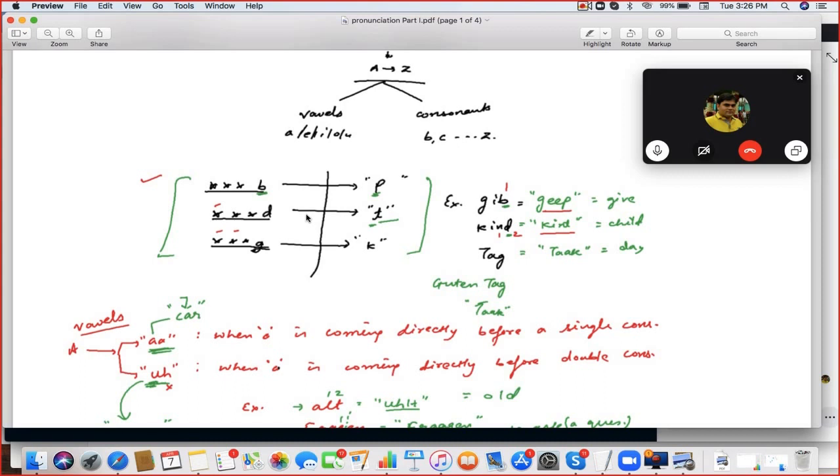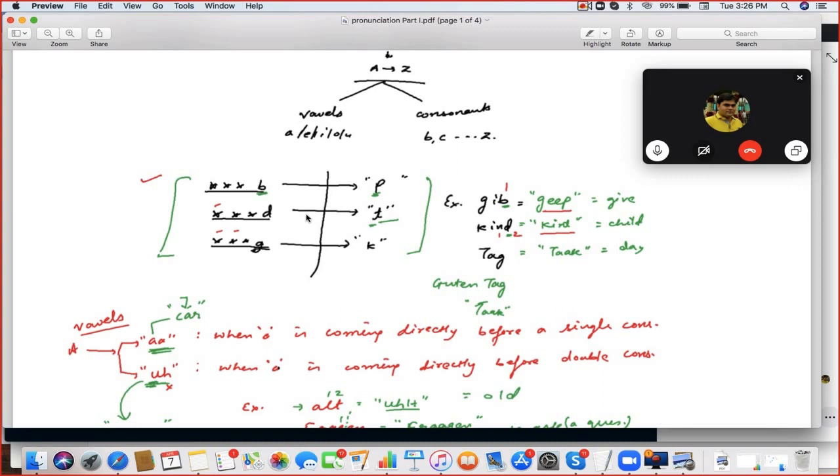Speak the examples on the right hand side. Geep, kent and talk. Any word ending with B, D, and G, the sound will be pa, ta, and ka respectively. Geep, kent, and talk.